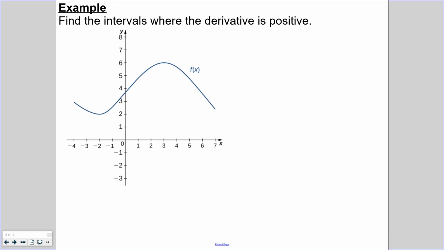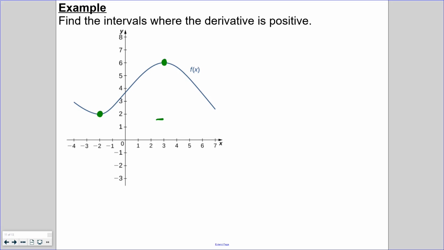So let's take a look at our first example here. We want to find the intervals where the derivative is positive. So, first thing we want to do on our graph is identify the x values where we're going to have a horizontal tangent line. And again, horizontal tangent lines exist where we have turning points or a momentary horizontal pause. So looking at this graph, we're going to have a turning point at -2, and a turning point at 3.